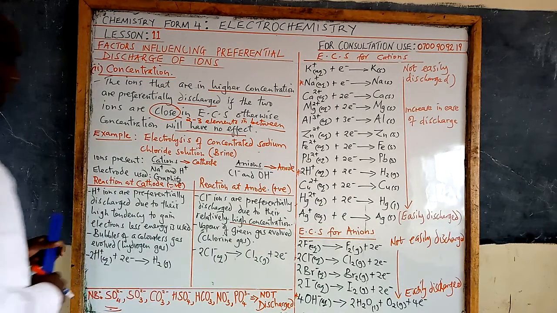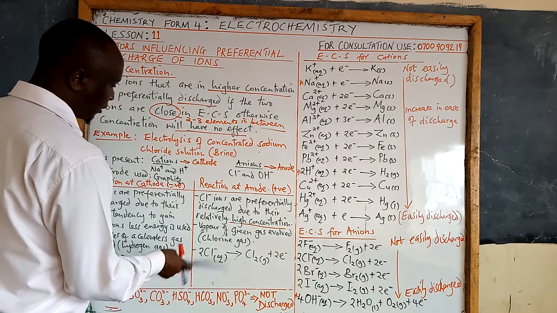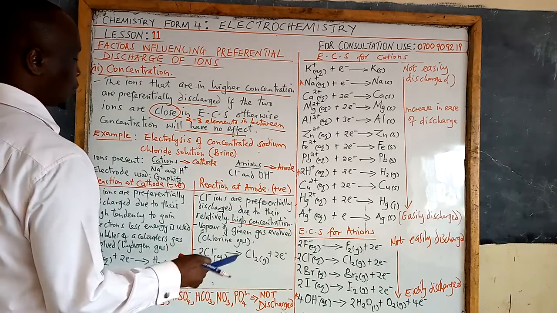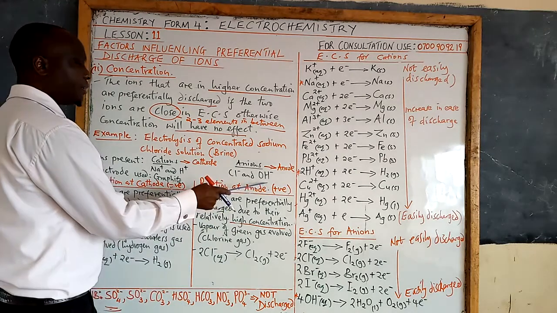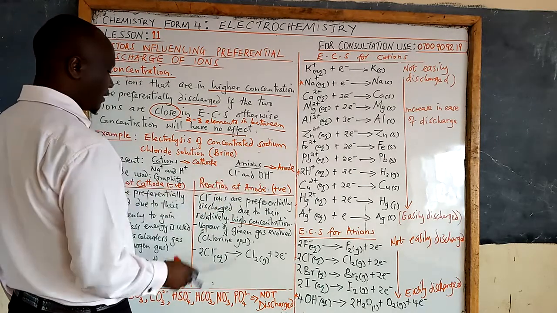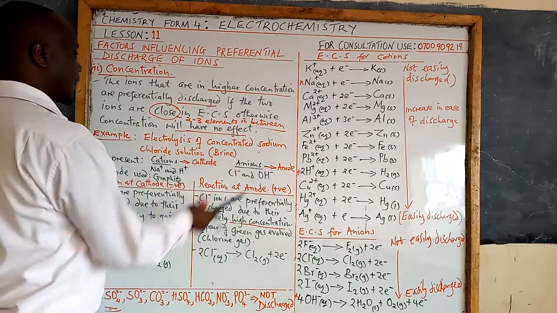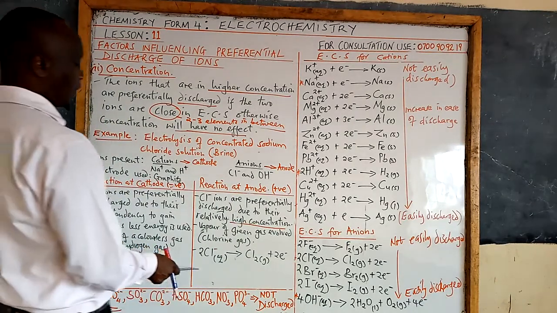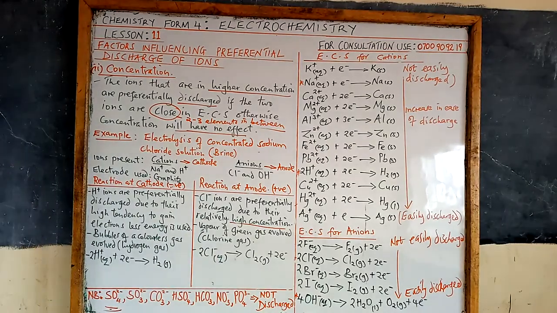Now this means that with time, the concentration of chloride ions is going to decrease. Once the chloride ion concentration decreases, then hydroxide ions will be discharged. So after some time, oxygen gas will be given out because of discharge of hydroxide ions, as we illustrated in lesson number 10. It will give 2 moles of water and 1 mole of oxygen gas. So that is how concentration affects discharge of ions.